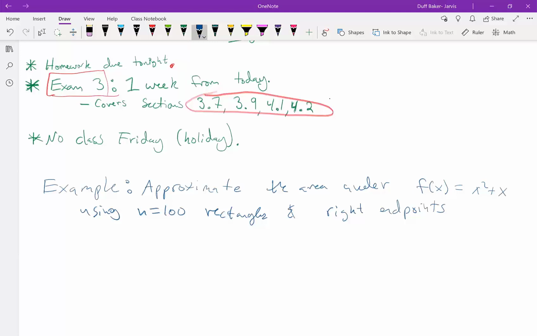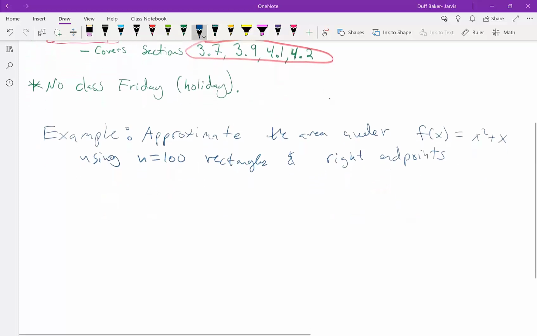Right now in Dakota, it's a little bit of both. But we're going to be mostly doing 4.2 today.